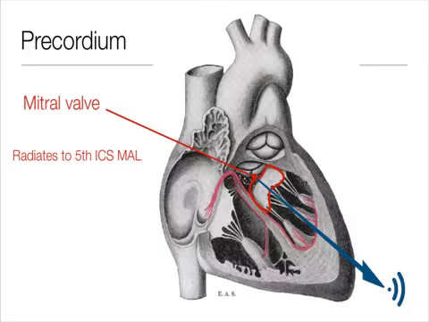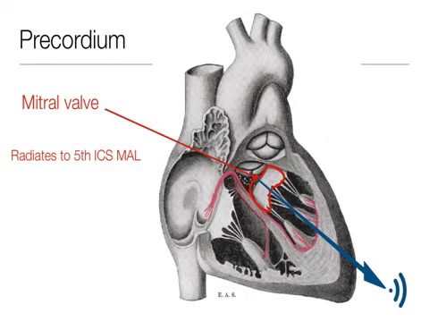In these next slides I want to illustrate why we listen where we listen. Here is the mitral valve that's outlined, and if you can imagine blood flowing through the mitral valve, the sound would radiate to the fifth intercostal space in the midclavicular line, and that's where the apex is. So the blood is rushing through towards the apex, so that's where we're going to listen to any sounds of a stenotic murmur.